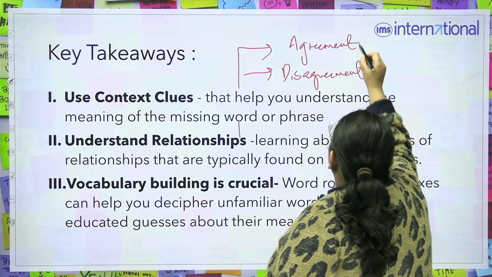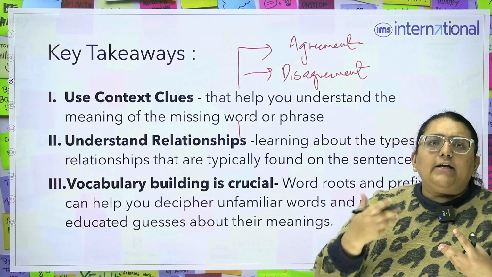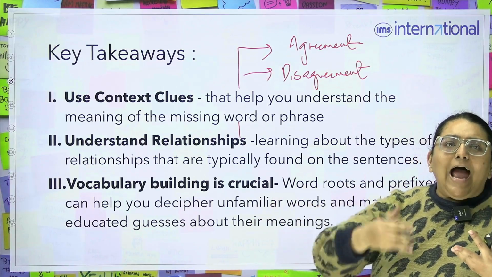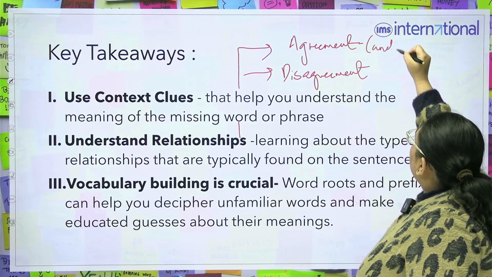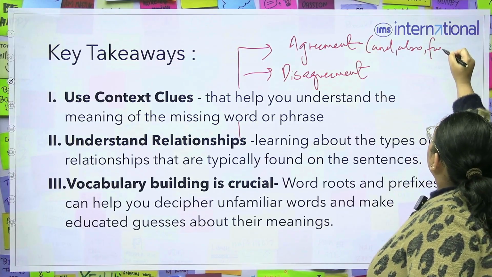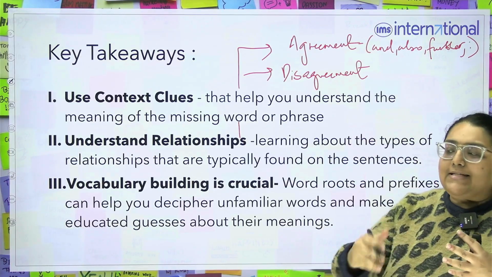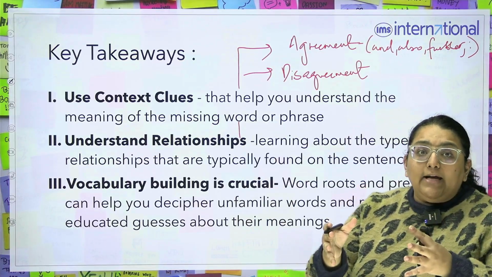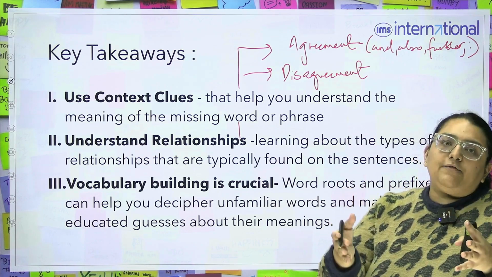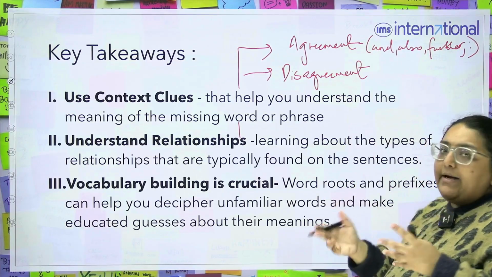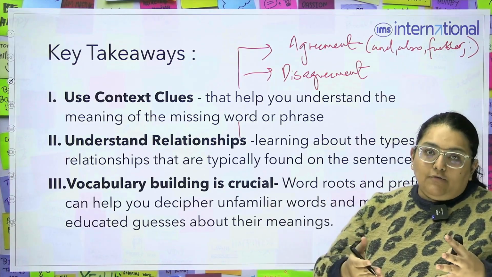So now what do we mean by agreement? Agreement means the two parts of the sentence would agree with each other, or in other words, the second part of the sentence would add on to the information of the first part. So words like and, also, further, or if we have a colon. Colon means the second part of the sentence is actually explaining the first part or the word just before the colon in the first part of the sentence. So agreement shows a similarity, that there is a similarity in the ideas of the two parts of the sentence.